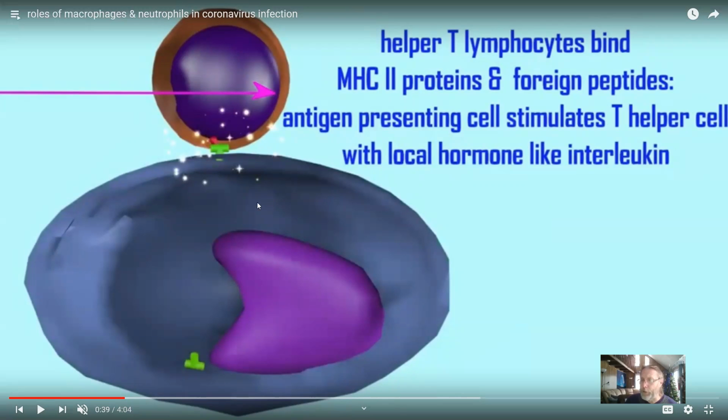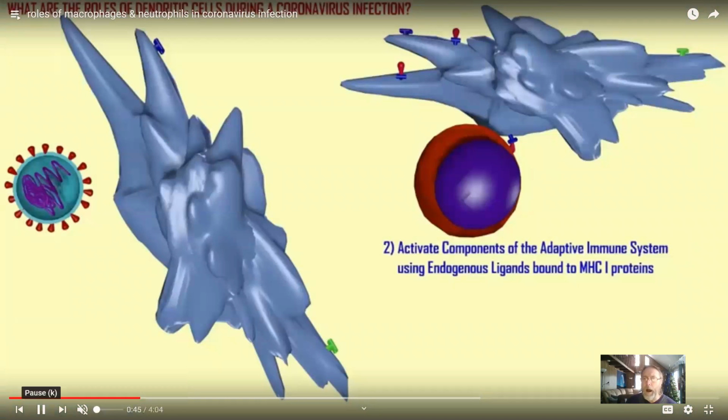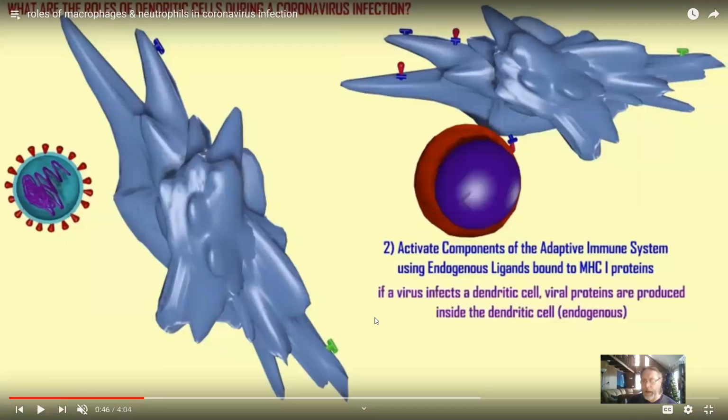Now, this macrophage can stimulate the T helper cells and activate them. The T helper cells can activate macrophages as well. So these sparkles are these local hormones which can go back and forth. And so these macrophages and dendritic cells can help activate the lymphocytes. Now, I'm not quite sure whether macrophages or dendritic cells could actually be infected by coronavirus. There's a lot which isn't currently known.